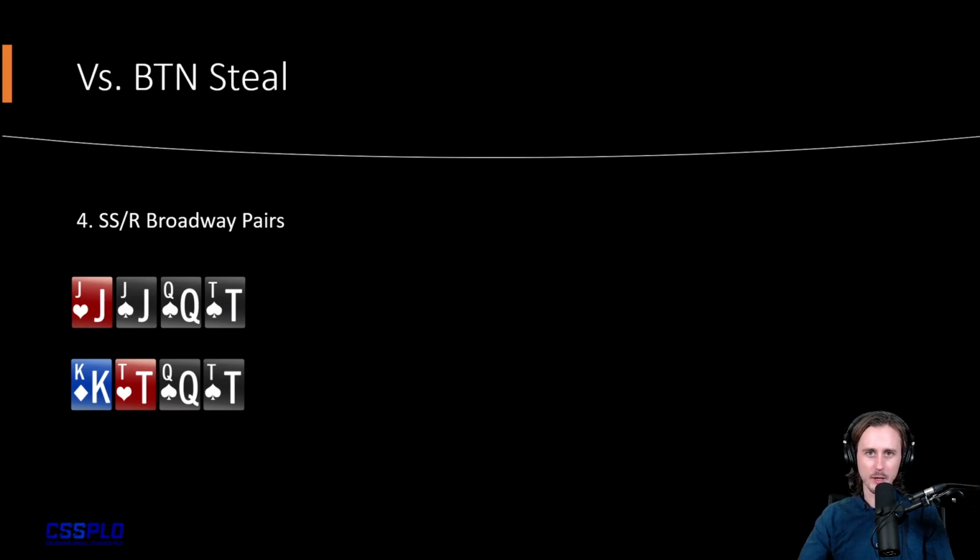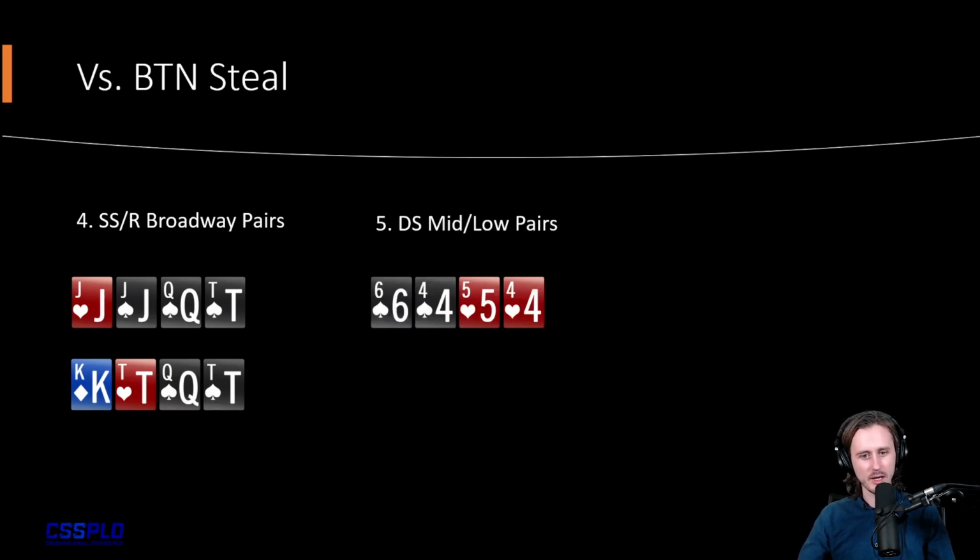These hands have a high pair and have connectivity and are therefore too strong to fold, but they don't play great as a 3-bet, not being double-suited, and also not blocking any of the 4-betting ranges by not holding an ace. Double-suited mid-low pairs, for example, hands like 6-5-4-4, as well as 9-8-8-6.